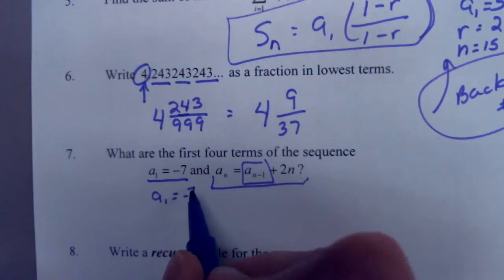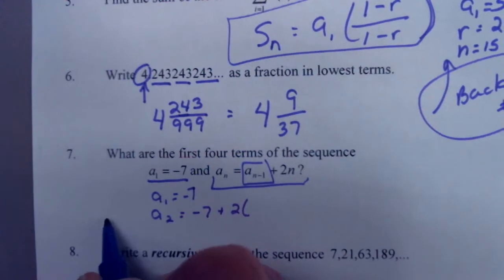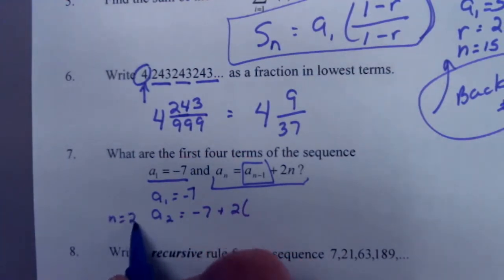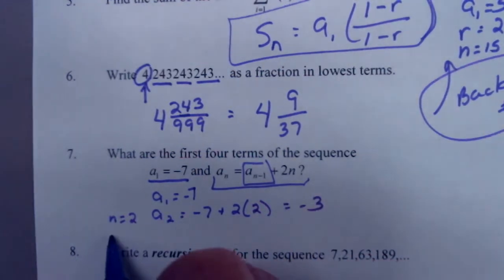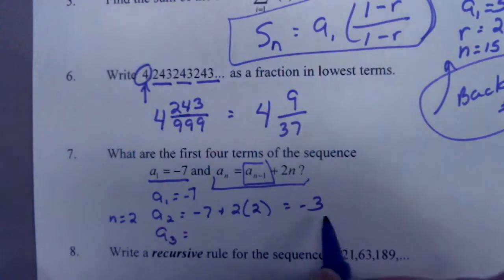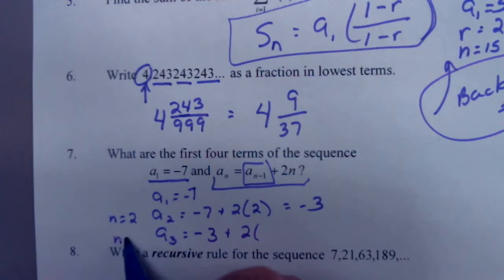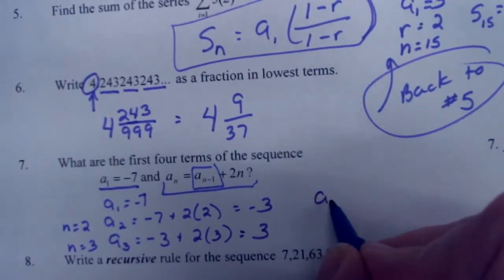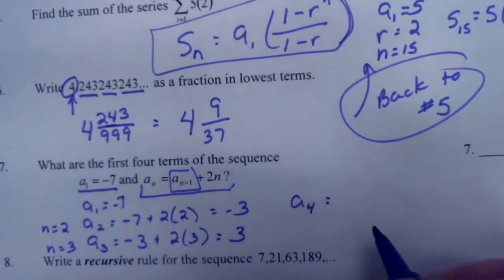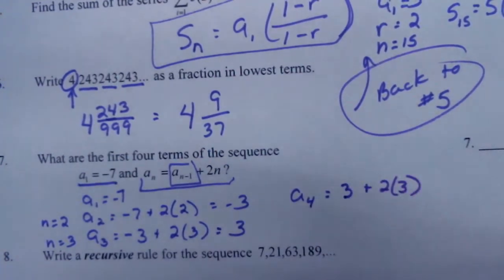A sub 1 equals -7. A sub 2 equals -7 plus 2 times n. So for a sub 2, n is equal to 2. So -7 plus 4 is -3. For a sub 3, take the term before it, -3 plus 2 times n, and for that, n is equal to 3. Okay, -3 plus 6 is 3. All right, keep going. For a sub 4, now n is equal to 4. The term before it is equal to 3.